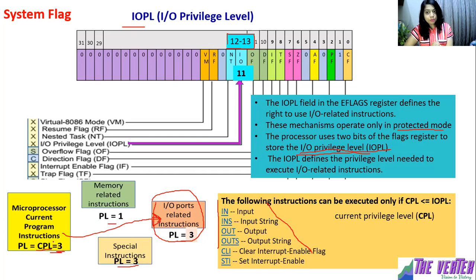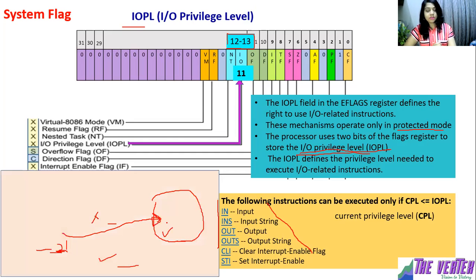Even if this privilege level is 2, then also it can access this program because 2 is the higher privilege level. So a higher privilege level program can access this instruction. Even if the current privilege level is 1, then also it can access this 3. That means if its current privilege level is 3, it cannot access this. But it can access this because it is on the same privilege level.